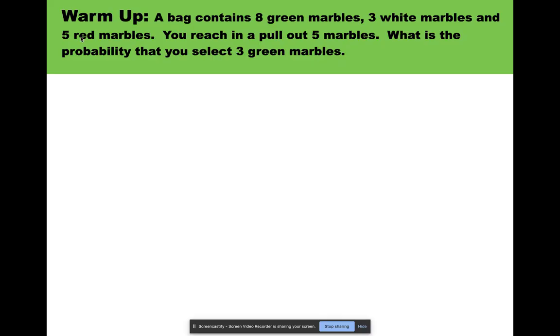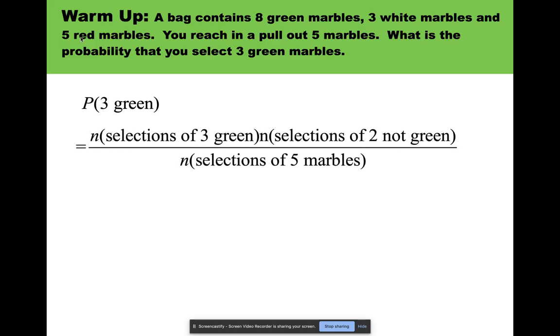Okay, so hopefully you have worked that out and you're back to us. Let's just take a look at the solution. Hopefully you came up with something similar to this. So the probability of getting 3 green is going to be the number of ways I can select those 3 greens. And I also have to select 2 other colors, so 2 not green marbles. And that's the number of ways of getting what I want.